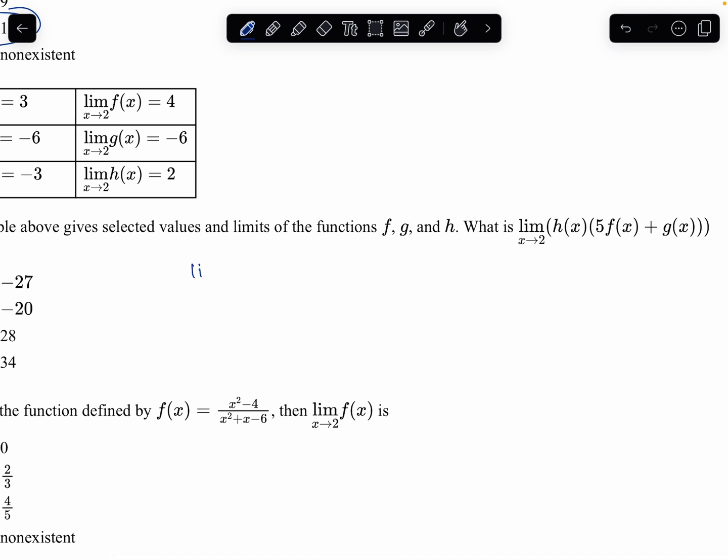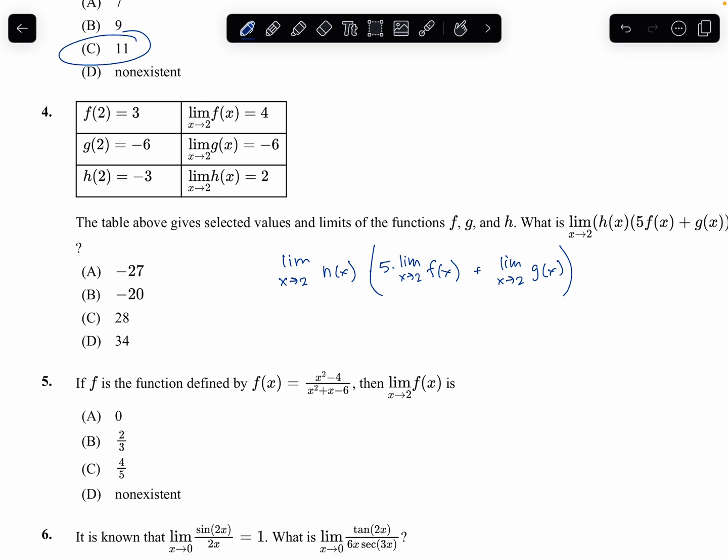So I can write this as the limit as x approaches 2 of h of x times, I'll just use parentheses, the limit as x approaches 2 of, I'm going to put that 5 like this. So I'm going to write it as 5 times the limit as x approaches 2 of f of x plus the limit as x approaches 2 of g of x. And we have all these values in the table given here, so let's go ahead and evaluate.